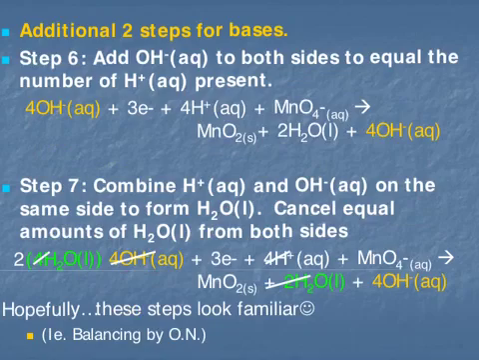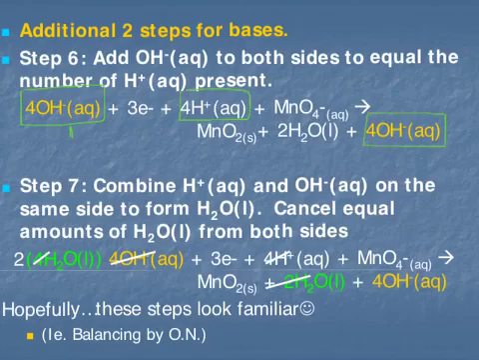Because we have 4 H pluses on the left, we now need to add 4 hydroxides in order to balance them out. When we add 4 hydroxides to the left, we also need to add 4 hydroxides to the right. And now we can combine our hydroxides and hydrogens to create water. So now we have 4 waters.